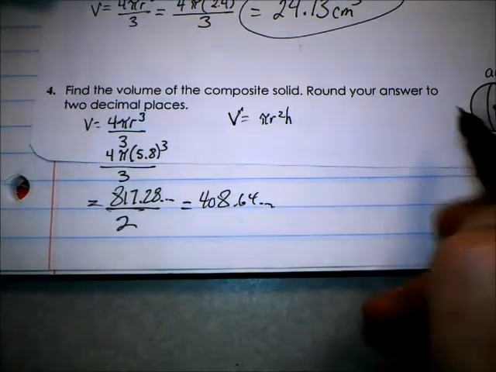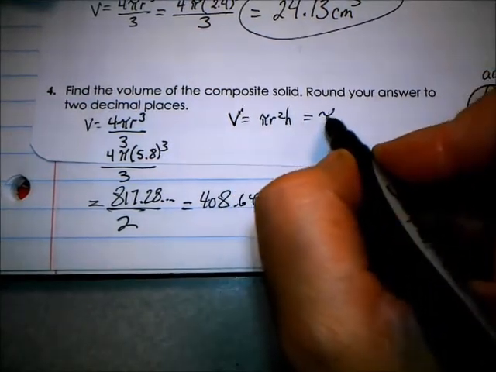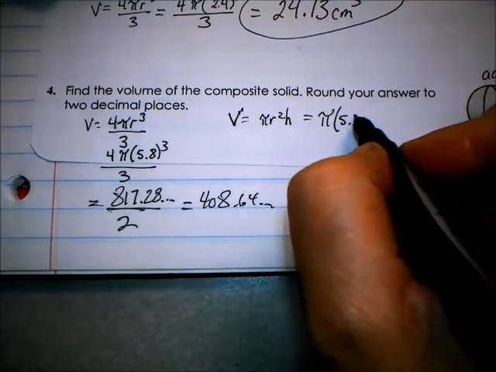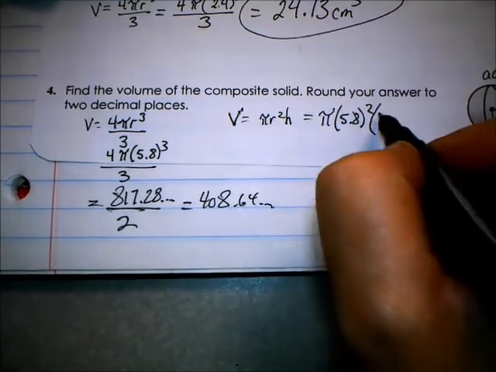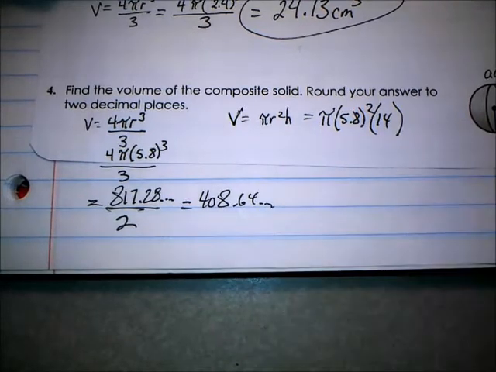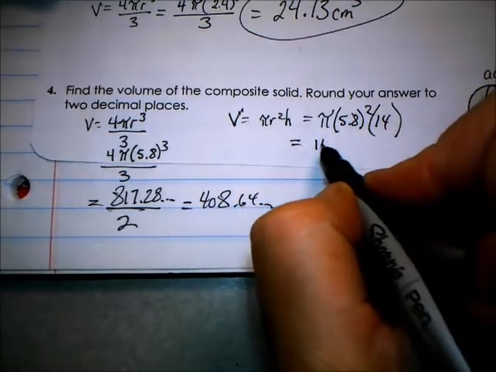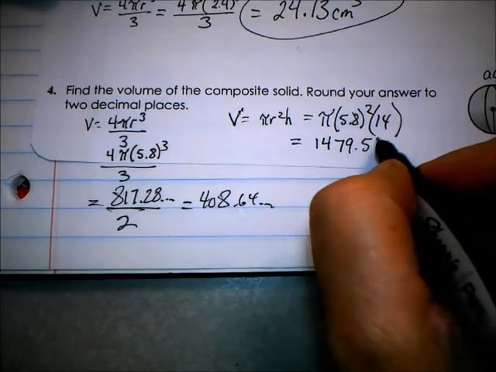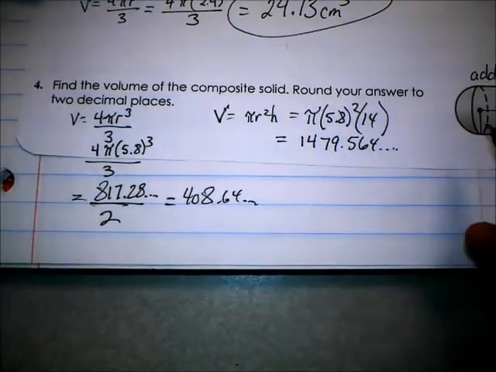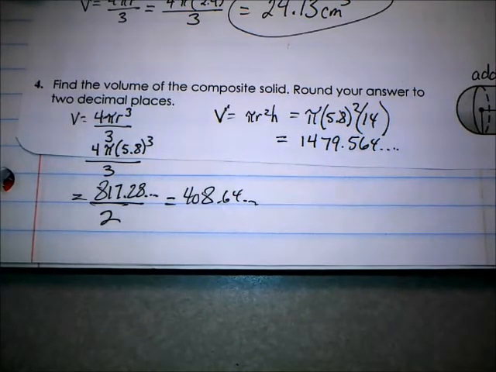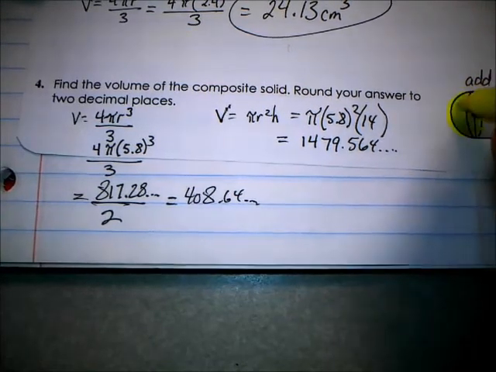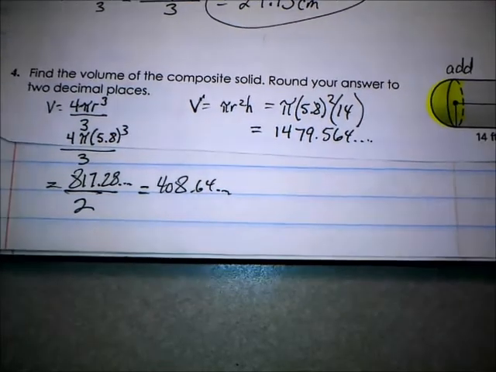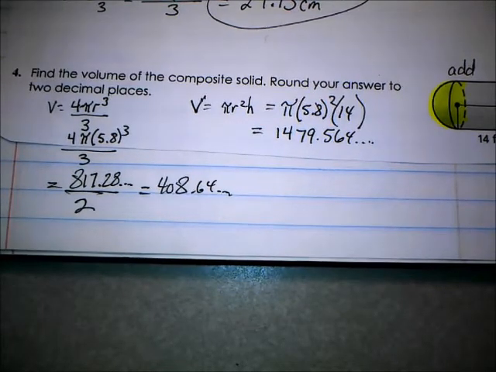So for the cylinder, I'm still going to have pi. My radius is still 5.8. I'm going to square it, and then the height here is 14. Okay, and this one has 1,479.564, and on and on. And now, since the hemisphere that we're looking at is on the outside, I have to actually add those 2 values together to get my total volume.